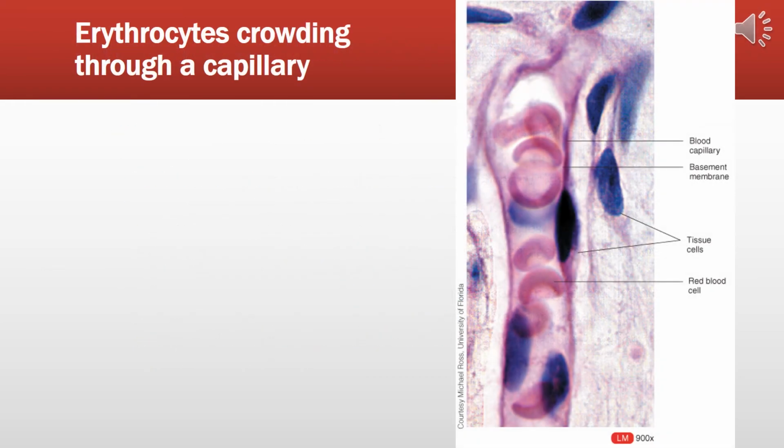Here's a picture from your book which shows how tight of a squeeze getting through a capillary is for a red blood cell. So it kind of explains why they get damaged so easily. And here you can see the capillary and the red blood cells just getting squeezed through it. And that's obviously why they get damaged so easily, because of their repeated passing through the capillaries.